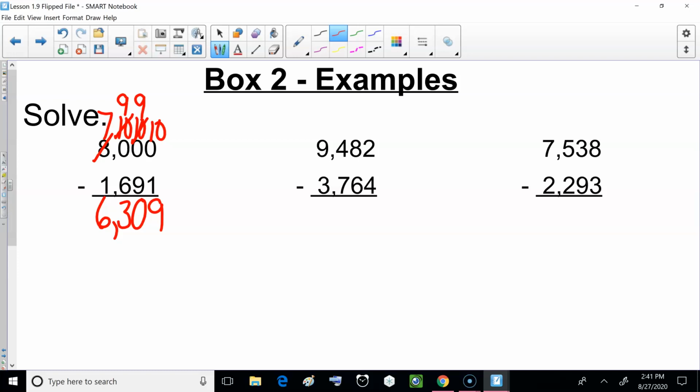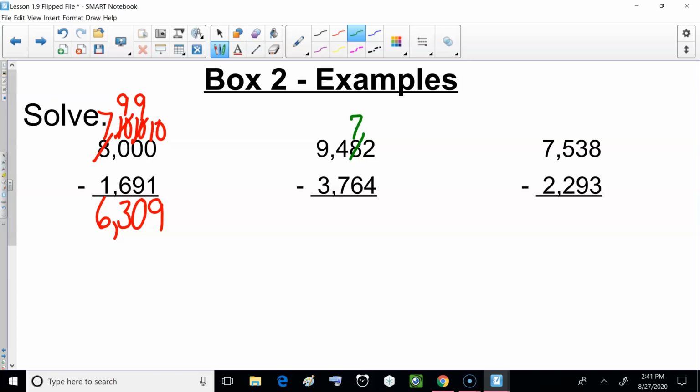Our next number, 9,482 minus 3,764. We start with the ones. 2 minus 4, there's more on the floor, so I need to go next door. So I'm going to change my 8. I'm going to trade 1 in always. So now I have 7. So I'm trading in 1 ten, which now means I would have 7 tens.